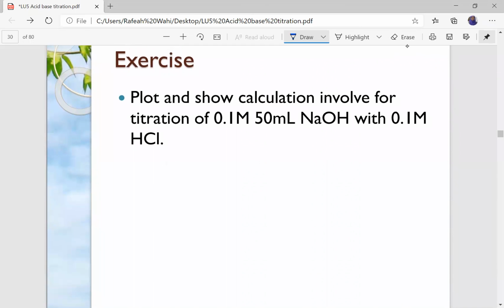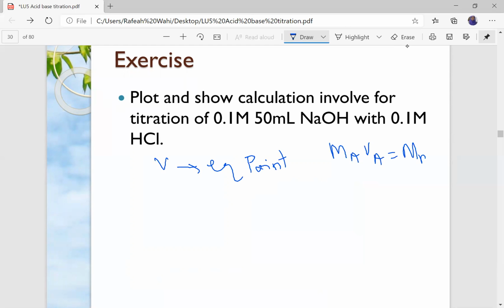Now, plot and show the calculation involved for the titration of 0.1 molar, 50 mL NaOH with 0.1 molar HCl. So again, you can repeat the same calculation approach as mentioned just now. First, you have to calculate how much volume is needed to reach the equivalence point. You use MAVA equals MBVB. This is the first step.